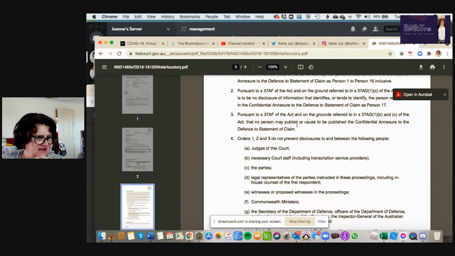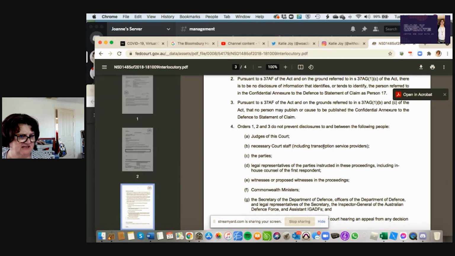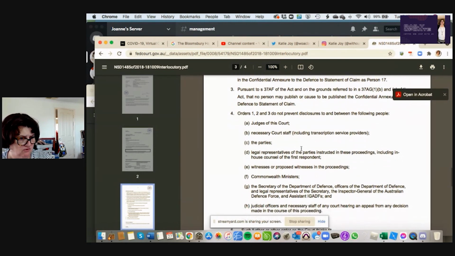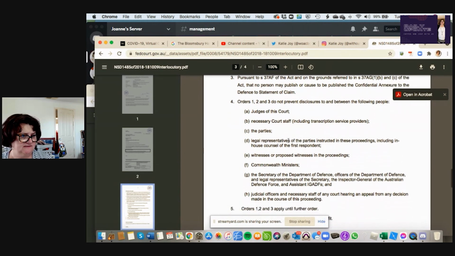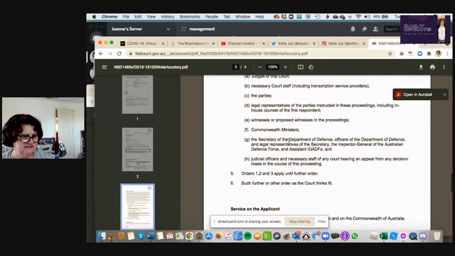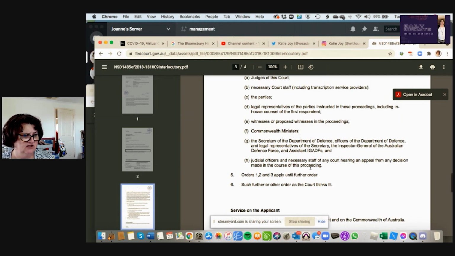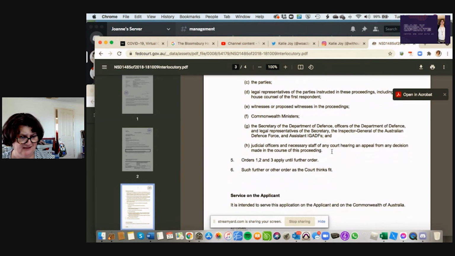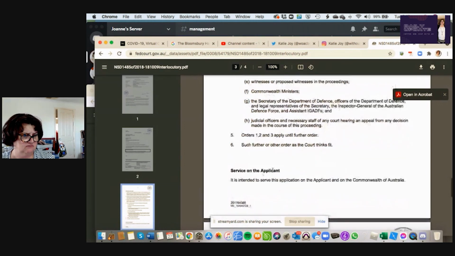Pursuant to 37AF of the Act and on the grounds referred to in 37AG(1) and (2) and (3), no person may publish or cause to be published the confidential annexure of the defence statement of claim. Orders 1, 2 and 3 do not prevent disclosures to and between the following people: the judges, the court staff, the parties, the legal representation, the witnesses, Commonwealth ministers, the Secretary of the Department of Defence, officers of the Department of Defence, judicial officers and any of the court staff. Orders 1, 2 and 3 may apply until further notice, until the court sees fit.